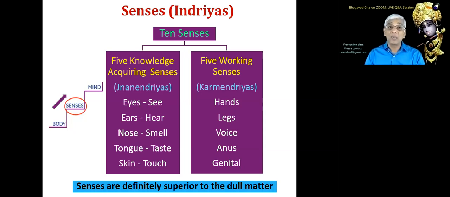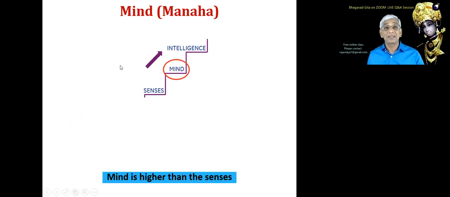Senses are very important. We need to understand the knowledge about the senses. So how can we control the senses? That is the next thing. The next thing is the mind, which is higher than the senses.